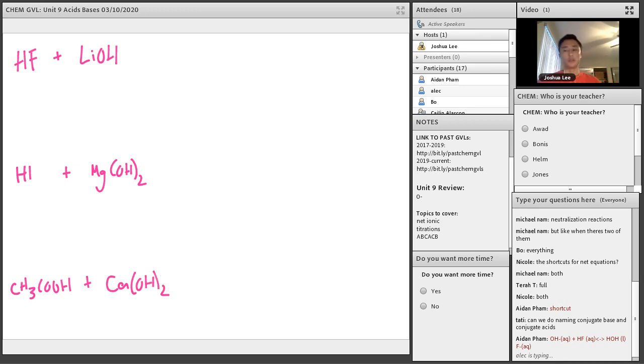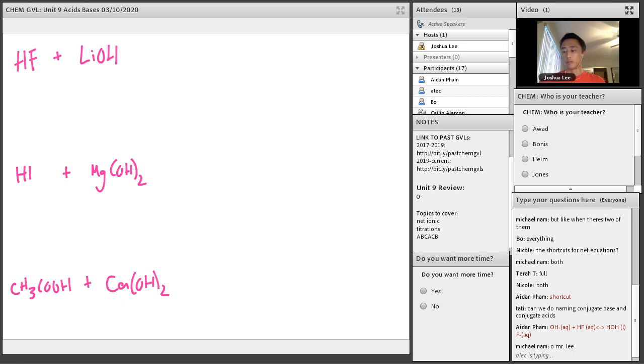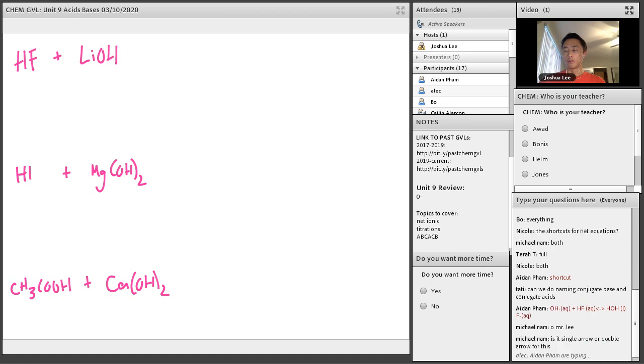So try these ones. Single arrow is fine for this stuff. Only time you really have to worry about single or double is when you do dissociation equations.